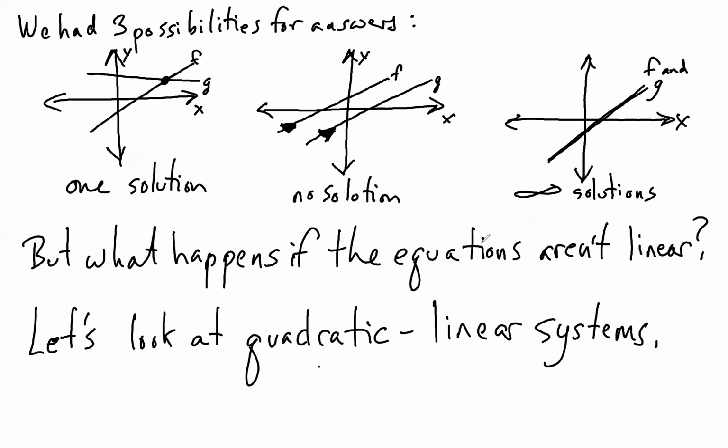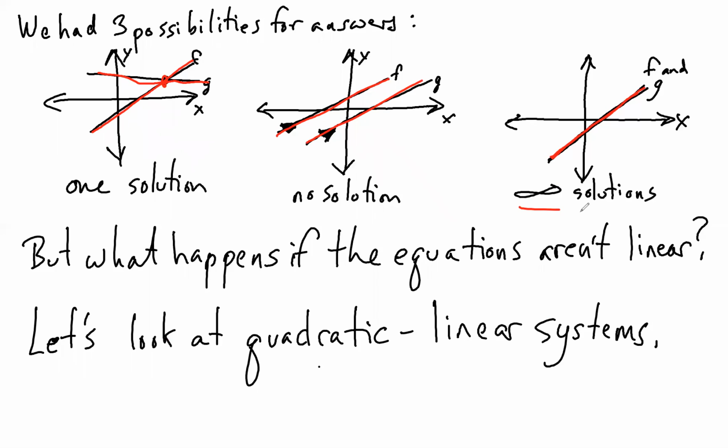Now, we had three possibilities for our answers with these linear systems. We had one solution, where there was one intersection point between the two lines. Or maybe the two lines were parallel to each other, and in that case there was no intersection point, no solution. Or maybe the equations turned out to have the same graph. In other words, they were the same. In that case, we have an infinite number of solutions.